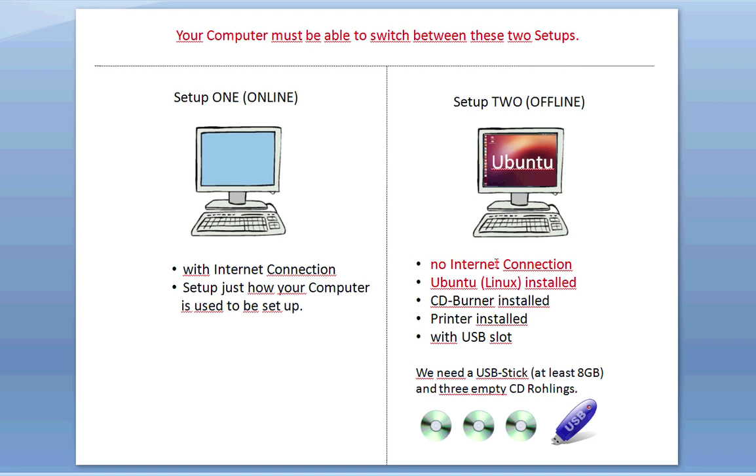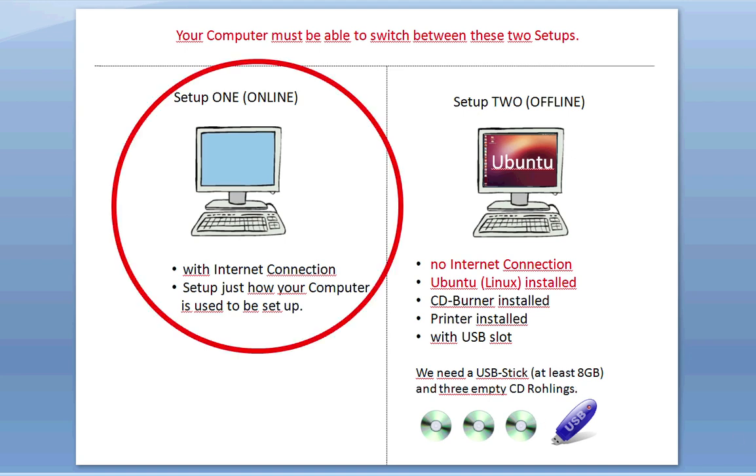No internet connection. Ubuntu is installed, a CD burner installed, a printer installed, and you need a USB slot. We need a USB stick where you later install the Ubuntu operating system, a memory stick that has to be at least 8 GB, and 3 empty CDs. That's what you use for our offline backup.